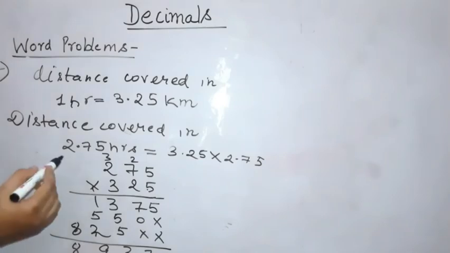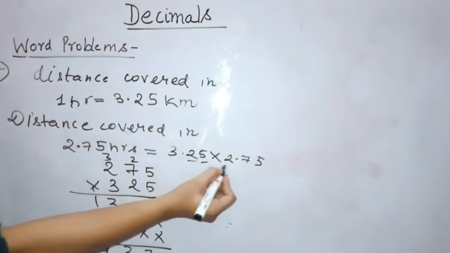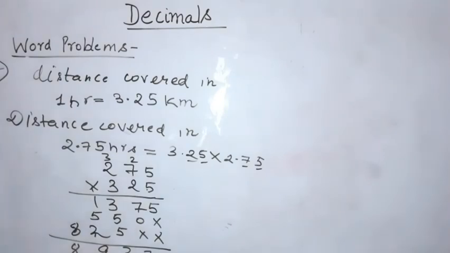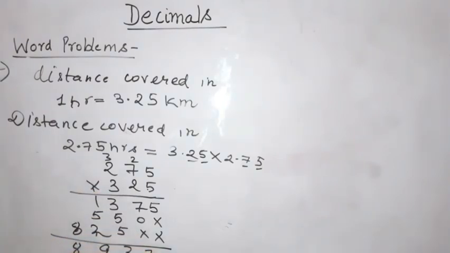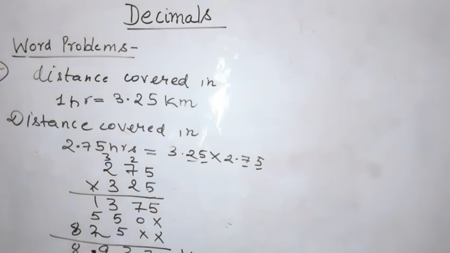So in both the numbers we have to count 1, 2, 3, 4. So total number of digits after the decimal in both the numbers are 4. So now we have to place the decimal by counting 4 digits from the extreme right. 1, 2, 3, 4. So now here the decimal point will be there. So in 2.75 hours I can walk 8.9375 kilometers of distance. Okay students, I hope you must have understood how I have solved this question.